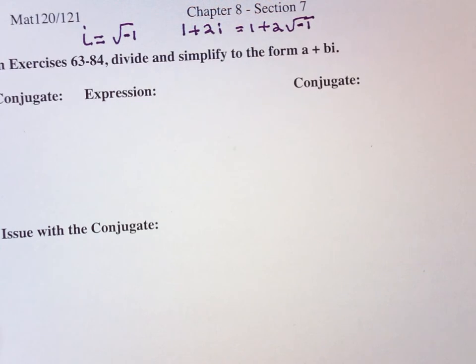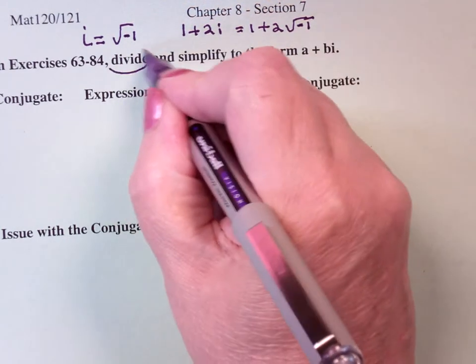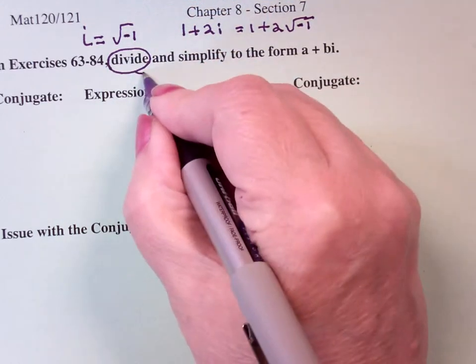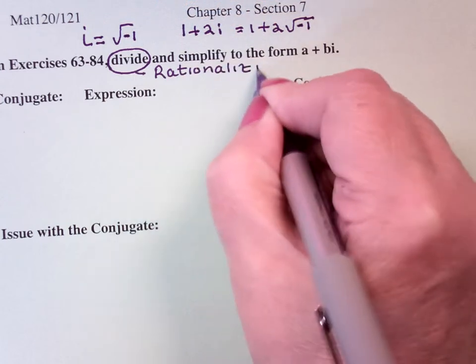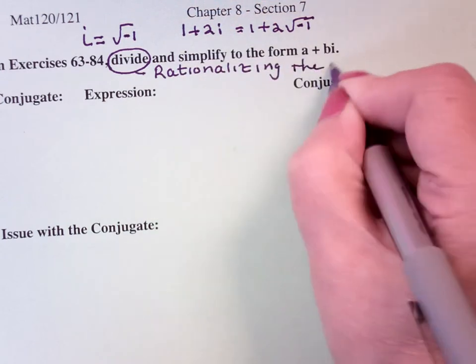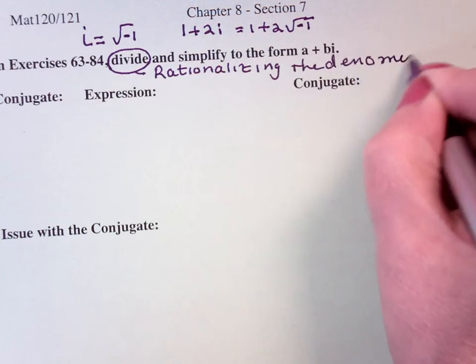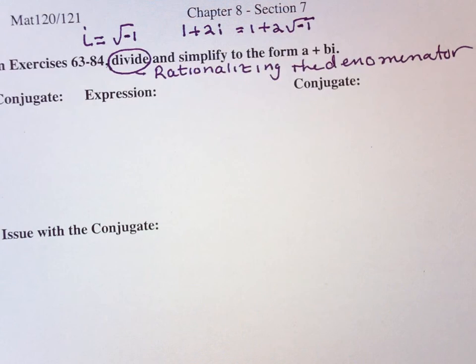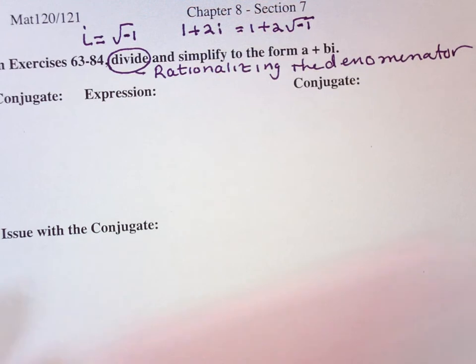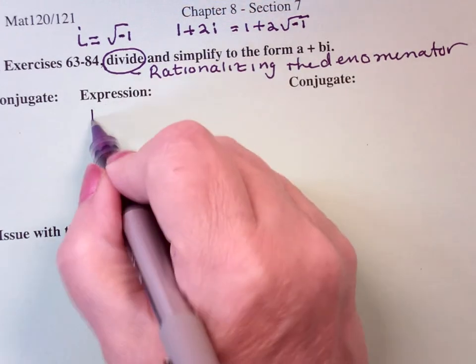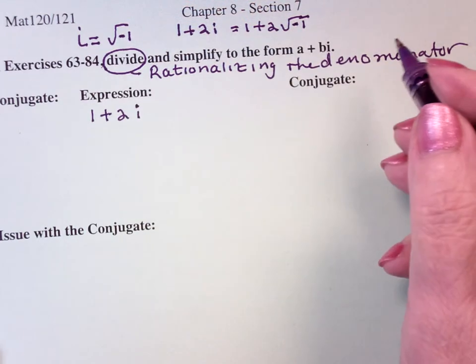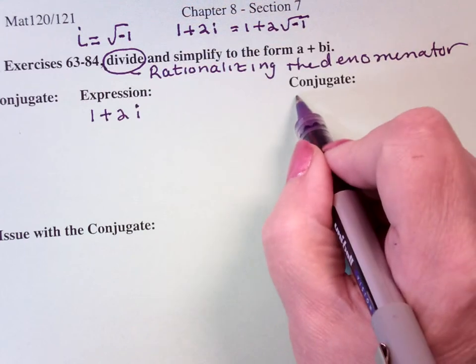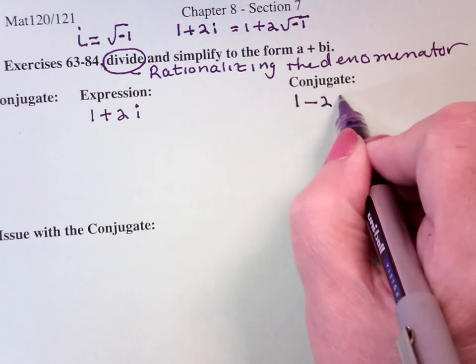That means when we divide complex numbers, what we are really doing is rationalizing the denominator. So when I think about the expression 1 plus 2i, it has a conjugate, which is what we did with the radicals in the previous section, and it's 1 minus 2i.